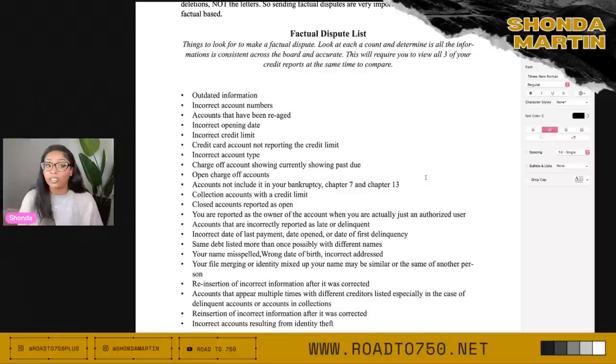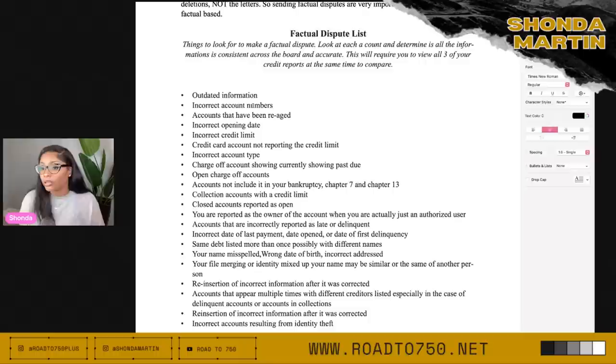Does this account include any outdated information? Outdated information means that, let's say you paid the collection, but they're still reporting it as unpaid and it's been past 60 days, right? That means that information is considered outdated. Let's say an account was closed, but they're still reporting it open. Let's say you paid your utilization down, its time has passed, and it's not updated. That's outdated information.